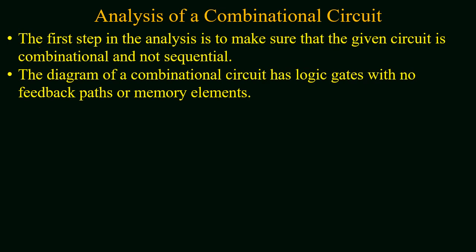Now the first step in the analysis of the given circuit is to make sure that the given circuit is combinational and not a sequential one. And this verification can be done from the diagram of the given circuit. You have to check whether memory elements are a part of the given circuit or not, or whether the given circuit has a feedback path or not. If the given circuit has a memory element or feedback path, then it is a sequential circuit.